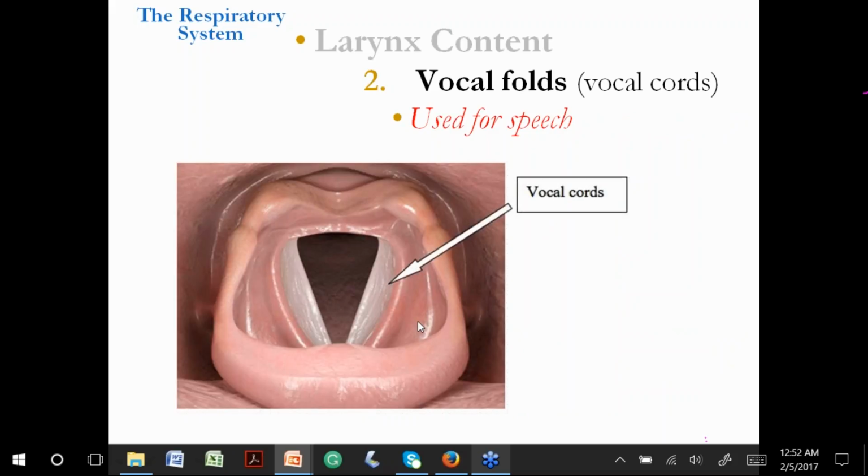If you open the mouth, sometimes some people can see the epiglottis and vocal cords, and these are the vocal cords. It's like a violin, they are going to vibrate with the pass of air, and that makes different sounds. Okay, so where is it located? In the larynx, inside the larynx.